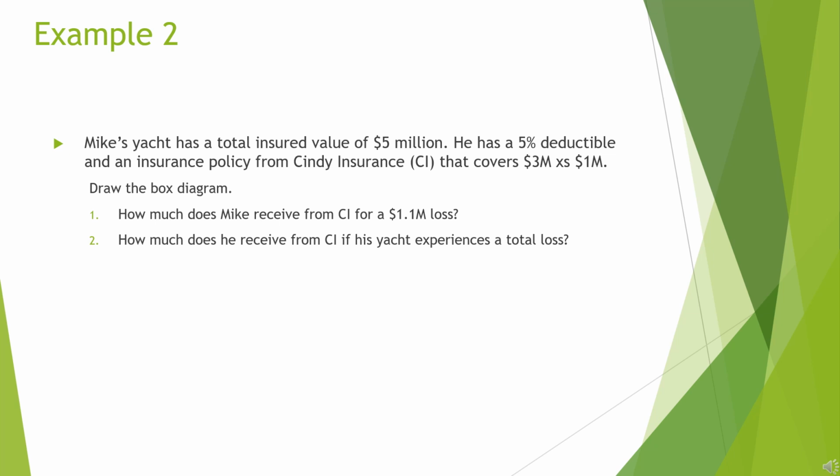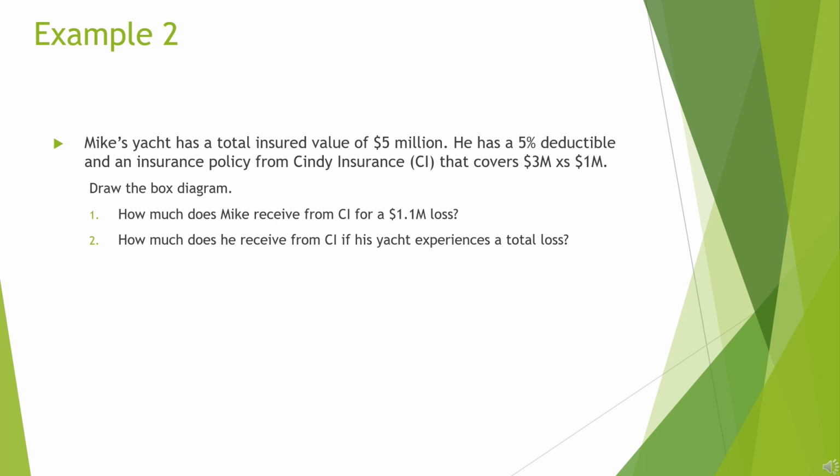Mike's yacht has a total insured value of $5 million. He has a 5% deductible and an insurance policy from Cindy Insurance, CI, that covers $3 million excess $1 million. Draw the box diagram and answer the following questions: how much does Mike receive from CI for a $1.1 million loss? And how much does he receive from CI if his yacht experiences a total loss?